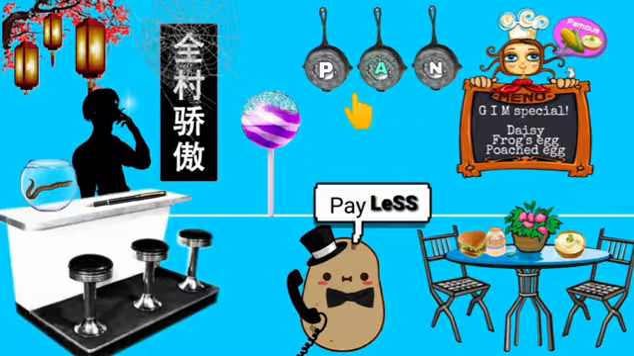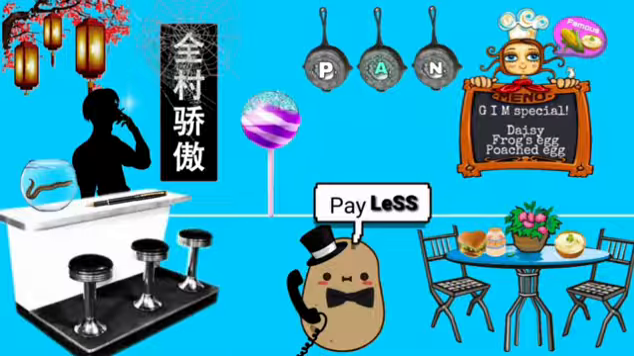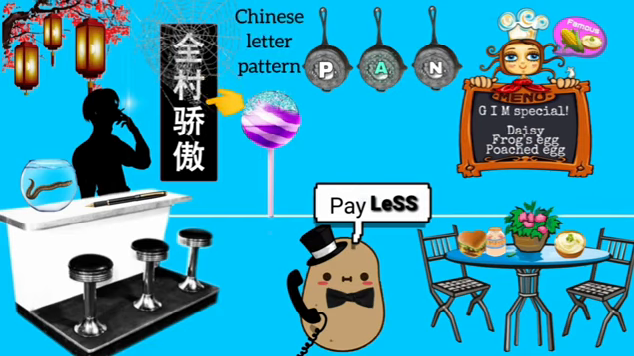You can see 3 pans on the wall. You can memorize the name of these stains by the word pan, which stands for Ponder's stain, Albert's stain, and Neisser's stain. Since I have told you this is a Chinese restaurant, you can see some Chinese letters here. The bacilli are also arranged in a pattern called Chinese letter pattern.